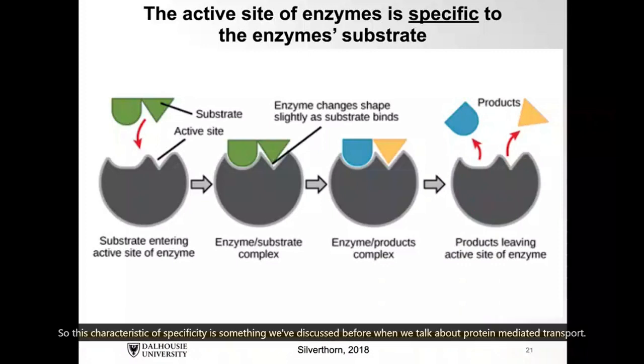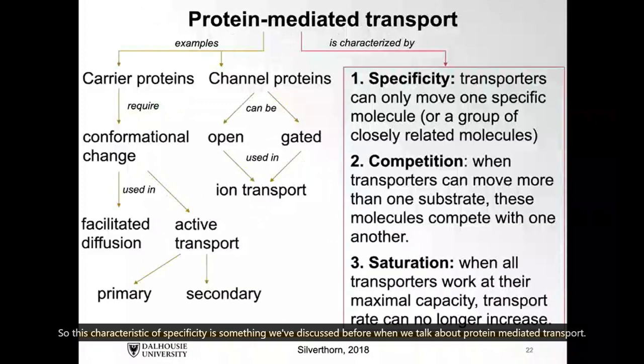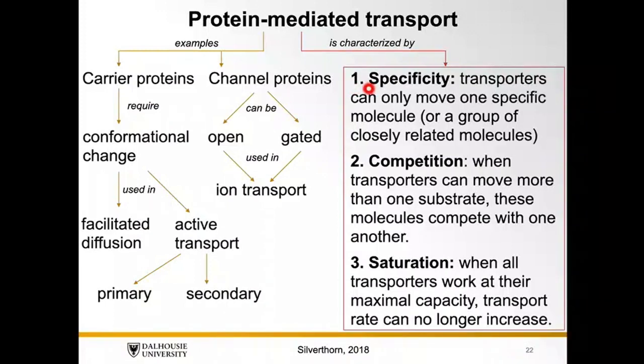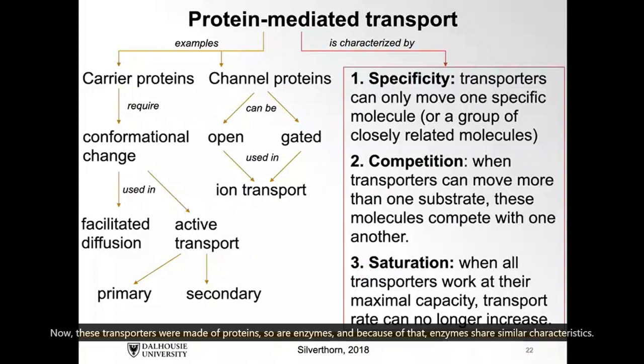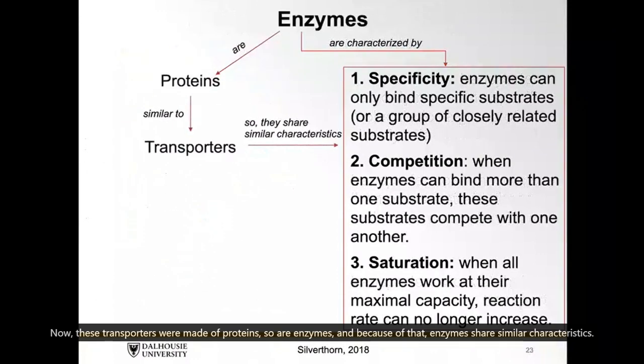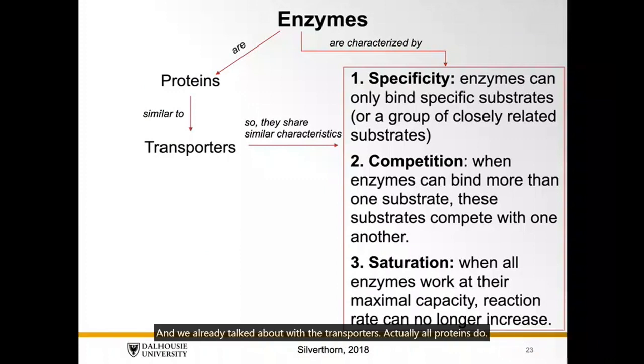So this characteristic of specificity is something we've discussed before when we talked about protein-mediated transport. Remember when we talked about carrier proteins and channel proteins? We had these 3 characteristics. So that's a slide we've already seen. These transporters were characterized by specificity, competition, and saturation. Now, these transporters were made of proteins. So are enzymes. And because of that, enzymes share similar characteristics that we already talked about with the transporters.